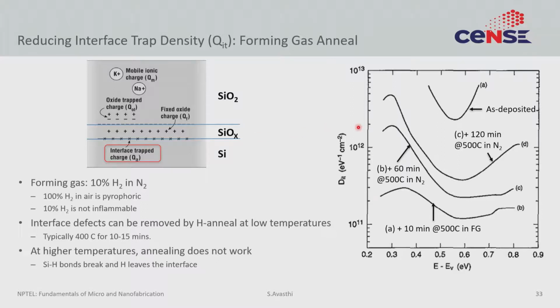On the right, the figure shows how effective this process can be. So you start with this as-deposited defect density. This is the same U-shaped curve that you saw in the previous slide. Now if you take this wafer and introduce forming gas at 500 degrees C for 10 minutes, you see there is a more than order of magnitude change in the defect density, which is very good. However, you have to be careful, and what you have to be careful about is shown in the next two slides.